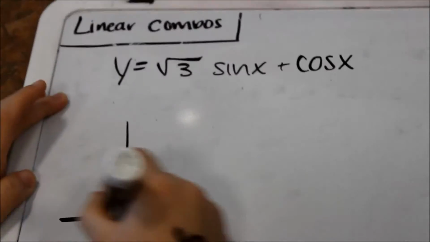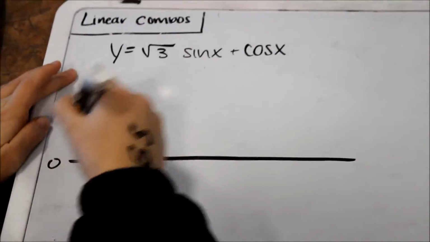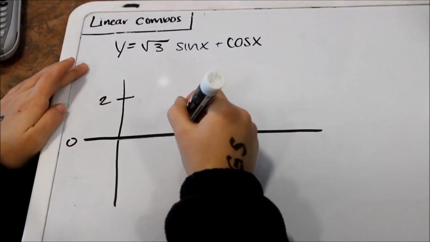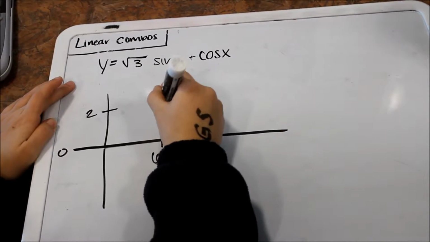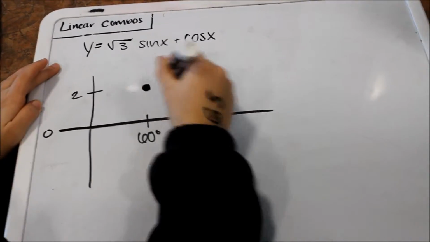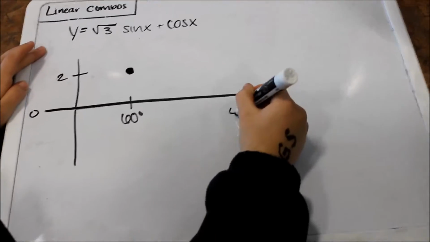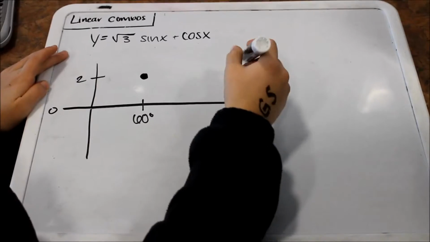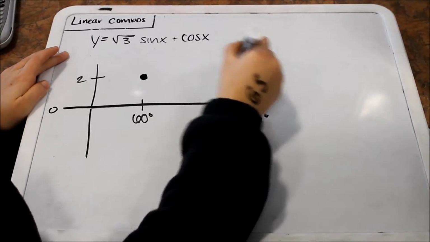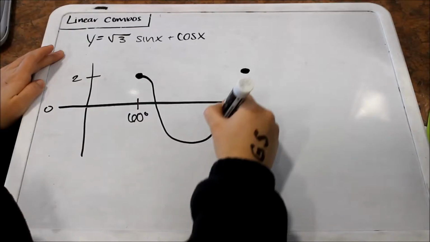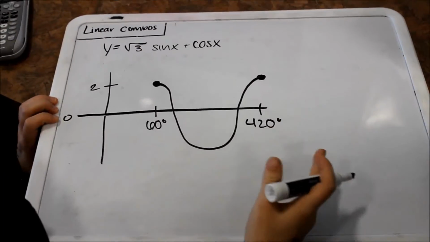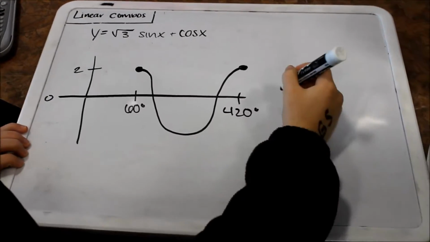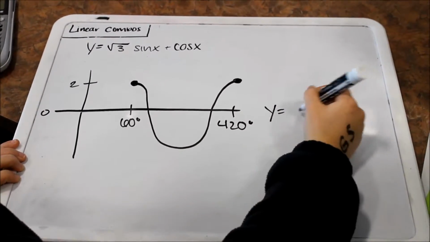So when I graphed it, I found, and you'll find too, that the starting point is at 62, and then the end point will be at 420. And our period is still 360 because it's a sinusoidal graph. And then using this graph, we can find the equation for cosine.